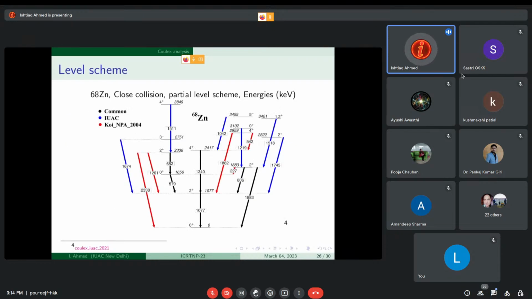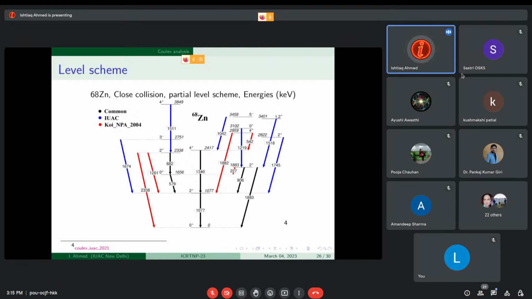Once we get these transitions, we will calculate the intensity. From the intensity we can get the matrix elements, the matrix elements which I showed you much earlier in the first slide. And from the matrix elements we can then get the information on the reduced transition strength.